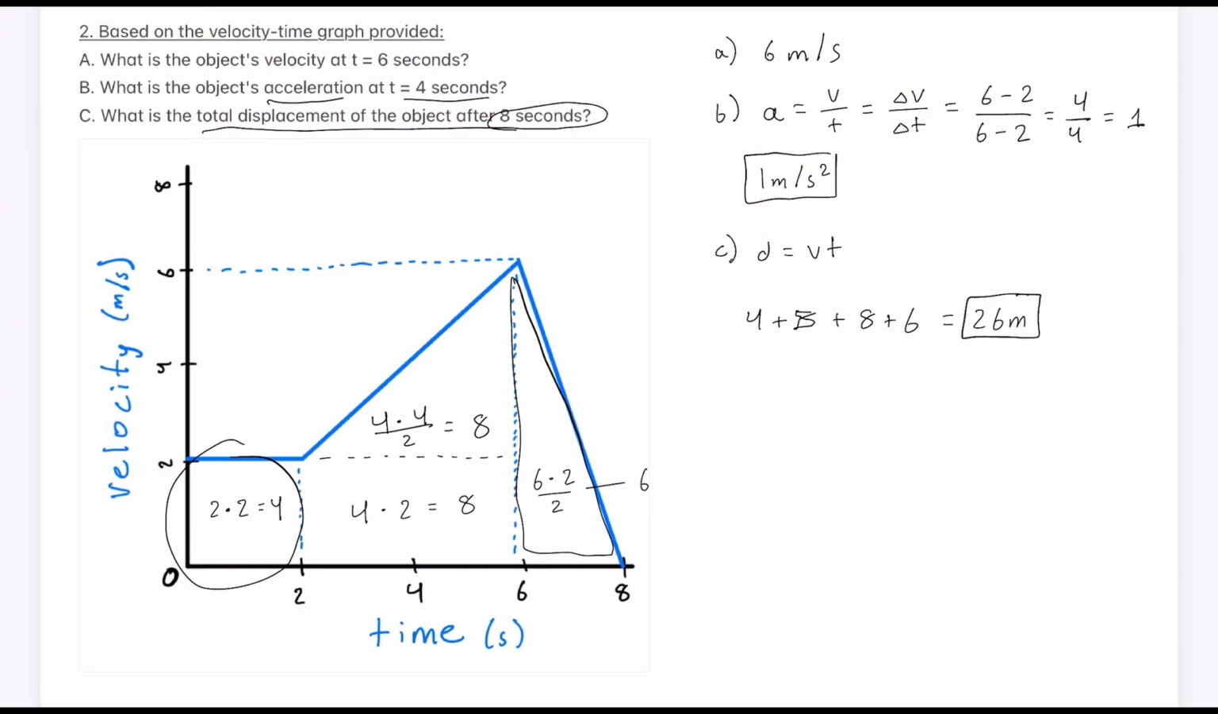Okay, let's move on to question 3. For our final question, we have a car traveling at a constant speed of 20 meters per second that passes a stationary motorcycle. 2 seconds later, the motorcycle starts from rest and accelerates uniformly at 4 meters per second squared to catch up to the car.